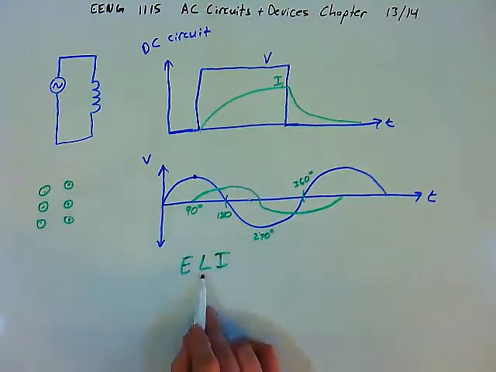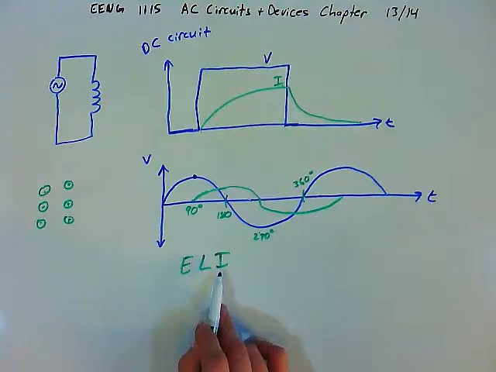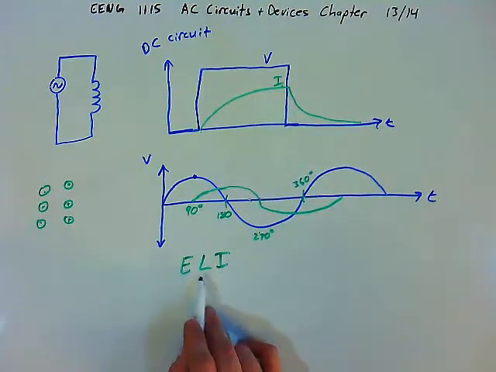ELI says that in an inductive circuit, which is what the L stands for, the voltage will rise first, and then the current will rise second, right? The voltage comes before the current in an inductive circuit. So we call that ELI.